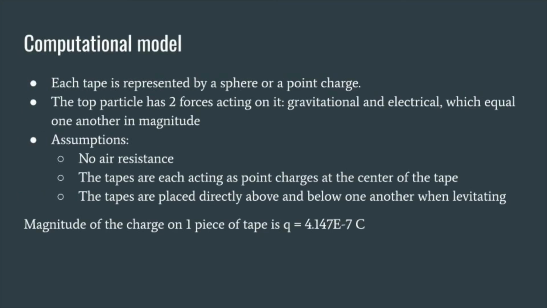Each tape is represented by a particle. Some assumptions are no air resistance, the tapes acting as point charges at the center, and the tapes being directly on top of one another. The magnitude of the charge on one piece of tape was calculated to be 4.147 times 10 to the negative 7 coulombs.